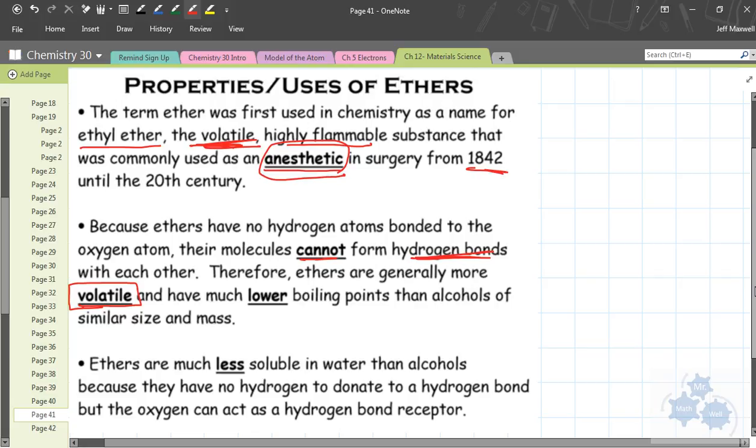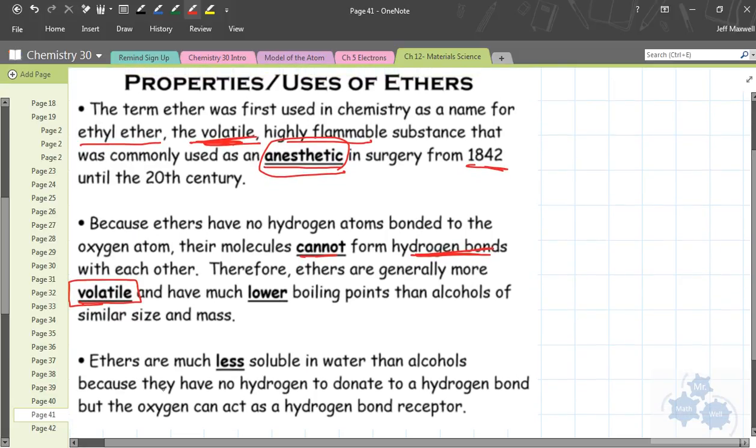And they'll react a little bit easier. Ethers are also much less soluble in water than alcohols because they have no hydrogen to donate to a hydrogen bond, but the oxygen can act as a hydrogen bond receptor. So again, you don't have to get all these reasons. These notes are on Student Share for you to look at. But if you just hit the highlights: initially used as an anesthetic a couple hundred years ago. It's very volatile with a low boiling point, and it's less soluble than alcohol.